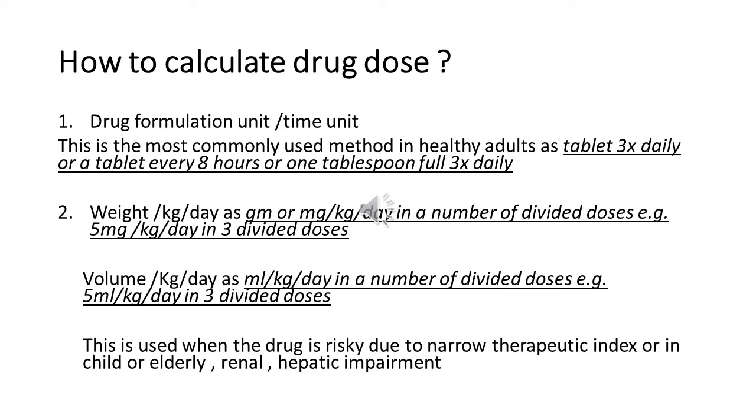Number 2, weight per kg per day, as gram or milligram per kg per day in a number of divided doses. Example, 5 milligram per kg per day in 3 divided doses. Or volume per kg per day as mL per kg per day in a number of divided doses. Example, 5 mL per kg per day in 3 divided doses.